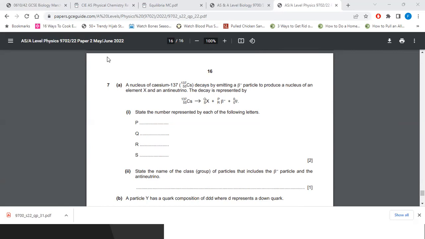I don't get this. Please, can you explain this? Beta minus and the antineutrino.